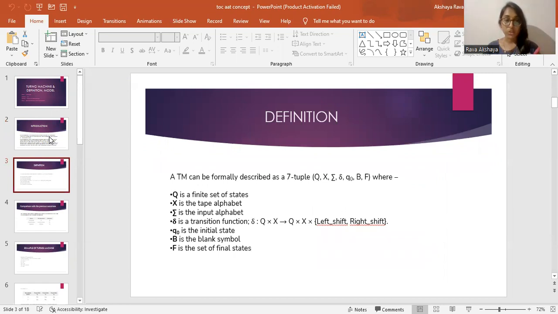Definition. A Turing machine can be formally described as a 7-tuple where Q is a finite set of states, X is the tape alphabet, delta is the input alphabet, lambda is the transition function, that is Q and X implies Q and X, that is shift left and right shift. Q naught is the initial state, B is the blank symbol, and F is the set of final states.